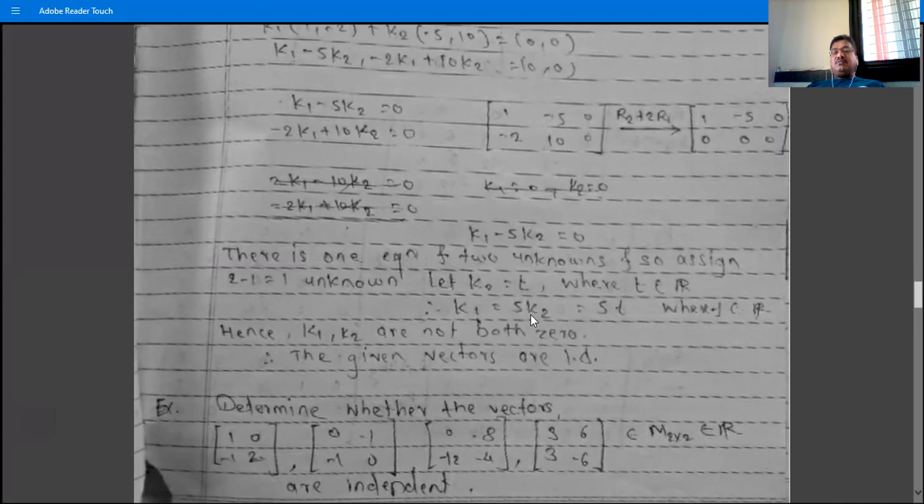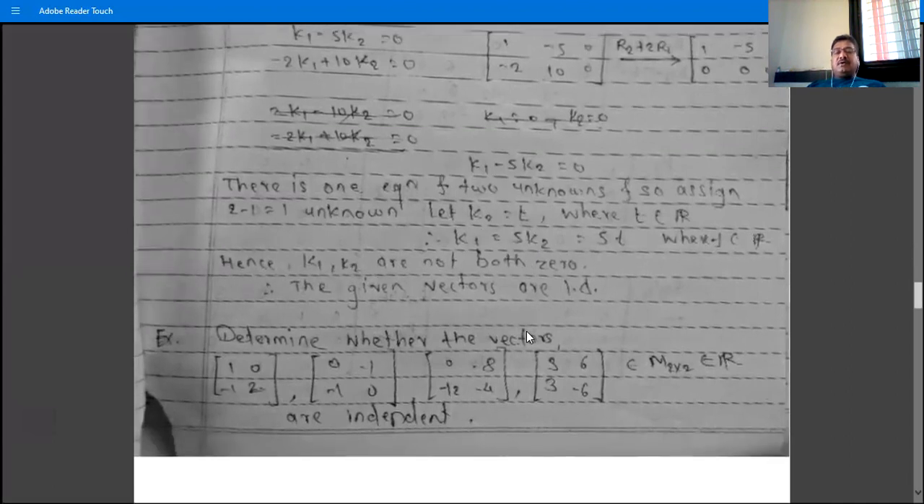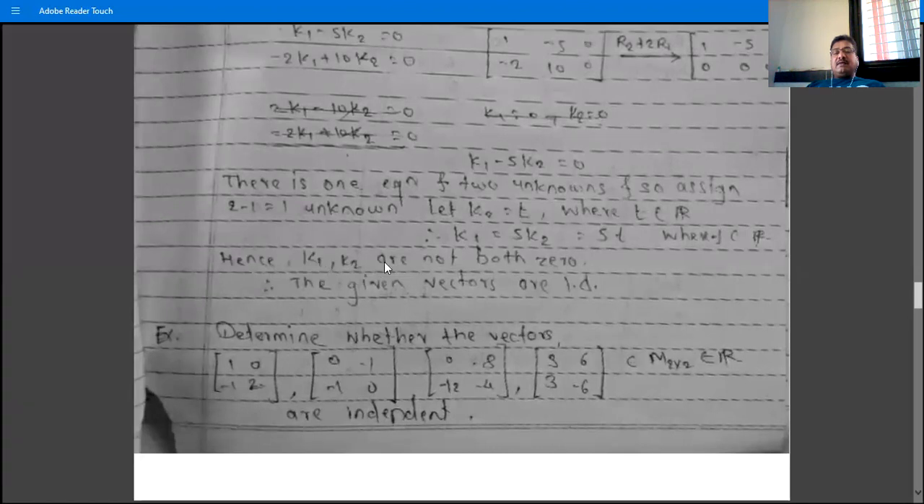Then K1 is 5K2, that is 5t, and hence K1, K2 are not both 0, because if you take t as 1, then K2 is 1 and K1 is 5. So we have a non-zero solution, and therefore K1, K2 are not both 0, and the given vectors are linearly dependent. So these are some examples of linearly dependent and independent vectors. We will see the remaining examples in the next lecture.